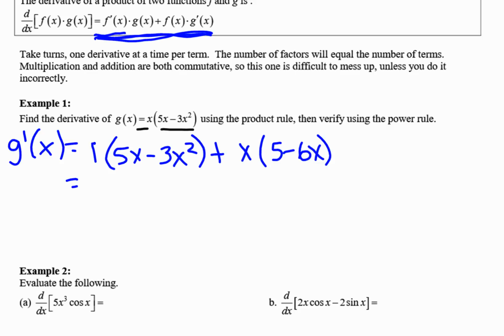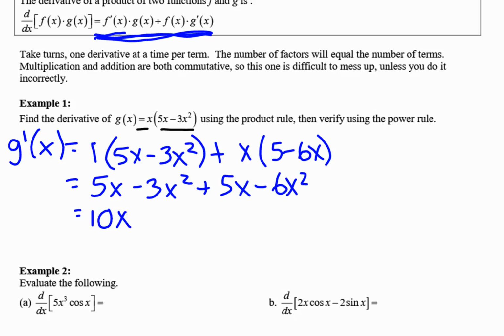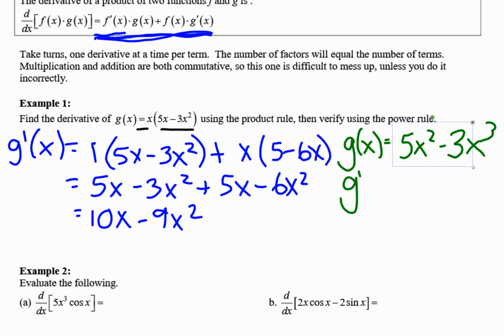Okay, so now if we simplify this, we get 5x minus 3x squared plus 5x minus 6x squared. So it looks like we'll get 10x minus 9x squared. Okay, we could have done this another way. We could have first expanded this and then taken the derivative. It seems a little shorter in this case to use this method, but we have our options available. It may not always be as easy.